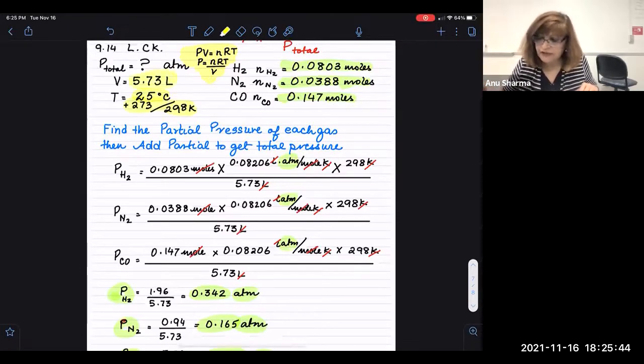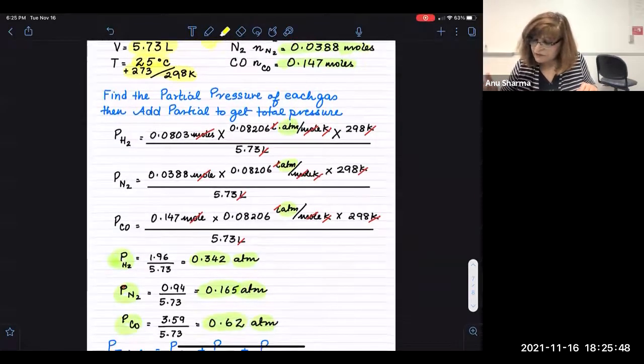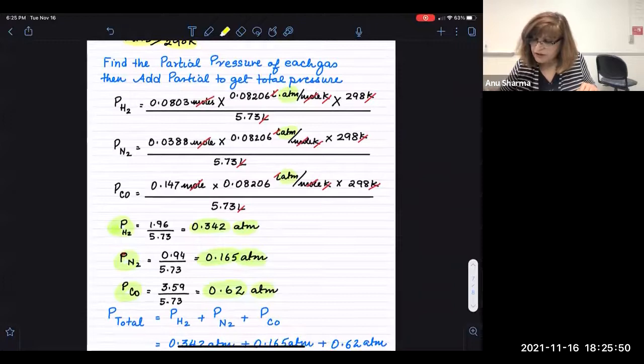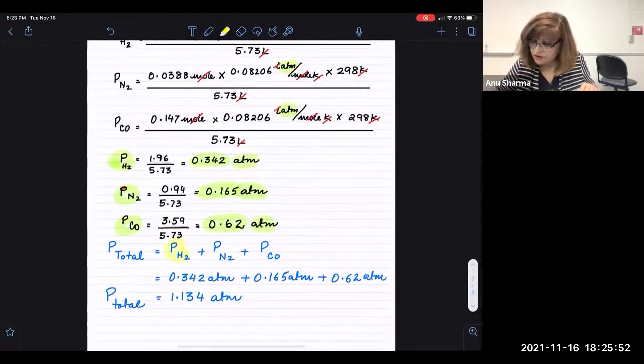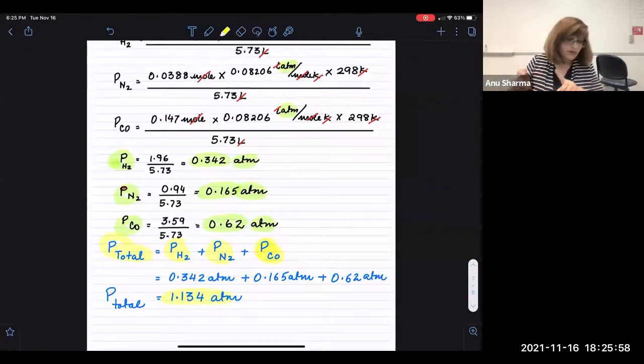The volume has to be in liters. If it's in milliliters, you convert that. So when we convert all this, we get the partial pressures of hydrogen, nitrogen, and carbon monoxide. And you just add them up and you get 1.13, okay?